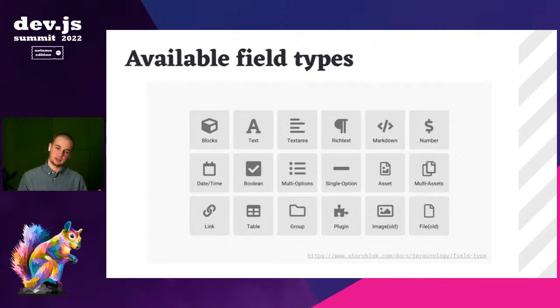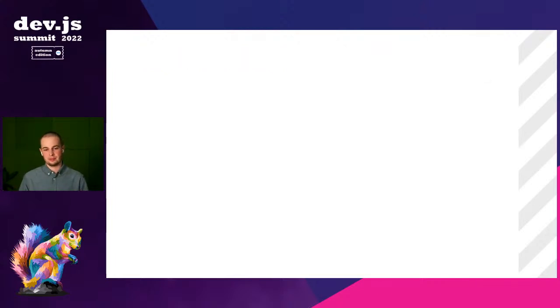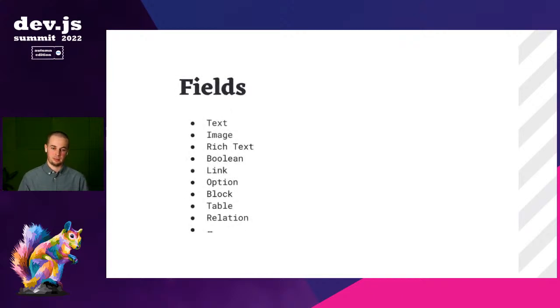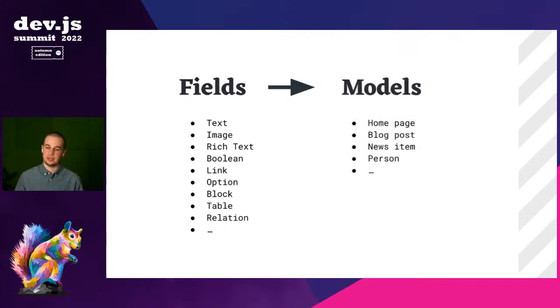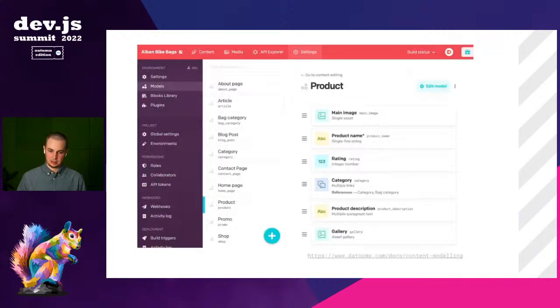So how do the field types work? We have fields that can be text, image, rich text, boolean, link, different fields as I showed you. And from the fields you construct the models. The models can be homepage, blog post, news item, and in the CMS it can work like this.